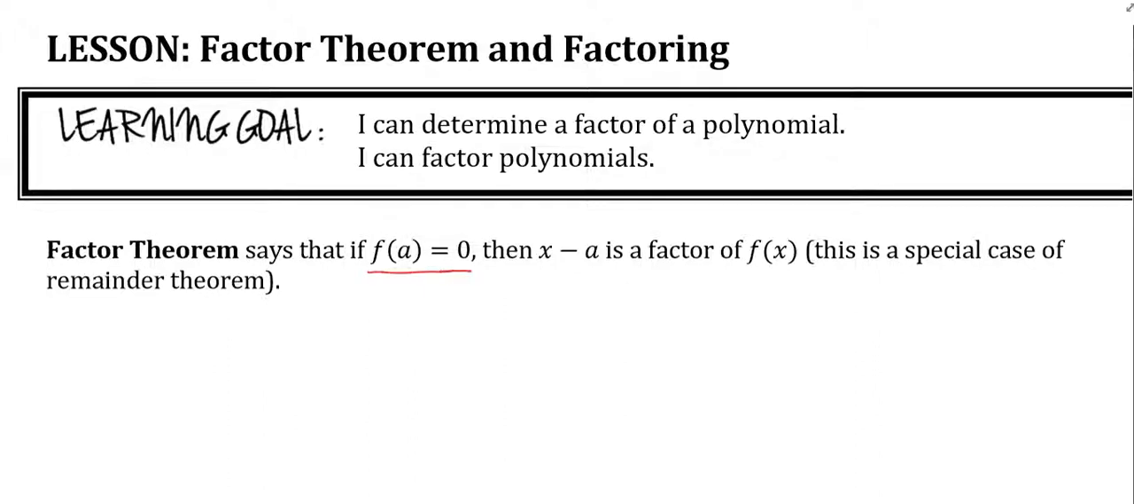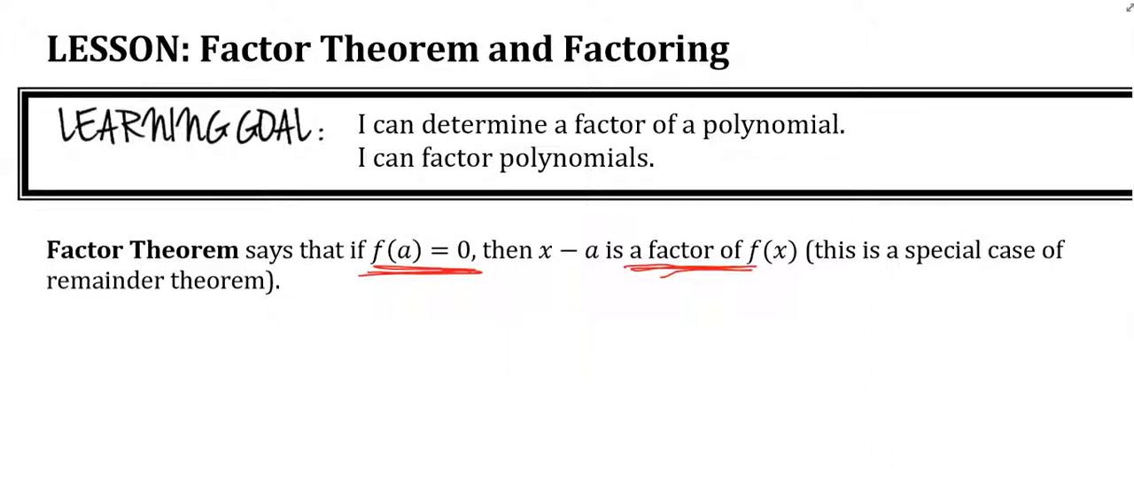If f at a is 0, so 0 would be the remainder when you're dividing by x minus a. That's like saying the remainder theorem, although it's kind of backwards from how we presented it before. But then we know that if I divided by x minus a, I would have no remainder. The remainder would be 0. Why is that important? Well, it tells us that x minus a is a factor of f at x.